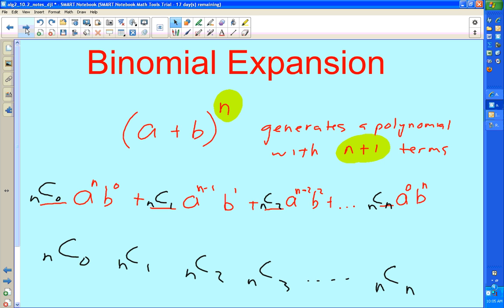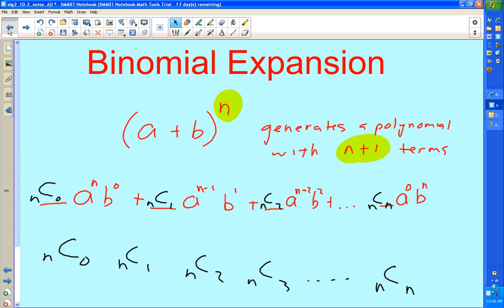Binomial expansion. When we take a binomial and raise it to a power n, you generate a polynomial with n plus 1 terms. We've done this before. These are probably the same notes from chapter 3 whenever we did this. And these numbers right here can be written with combinations, or you can just use the coefficients from Pascal's triangle. I don't care which way you do it. I just use Pascal's triangle. I don't get all that worked up over this.